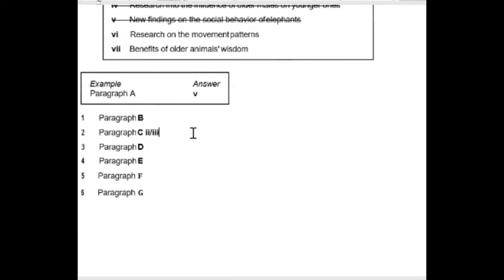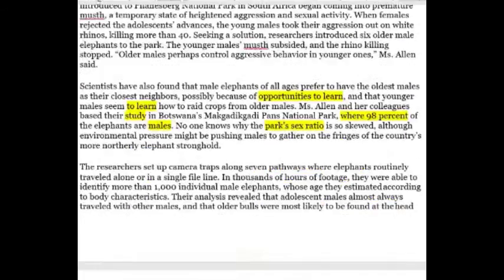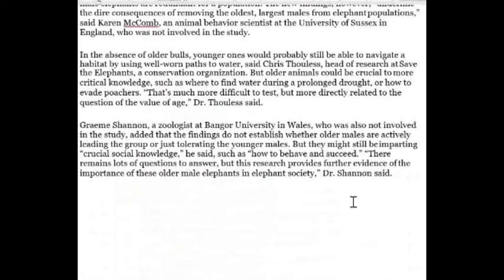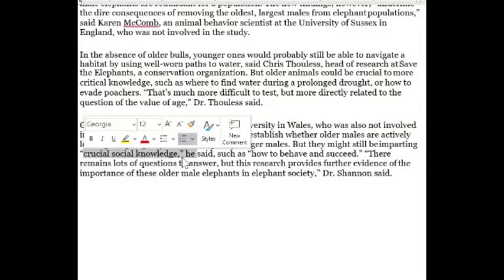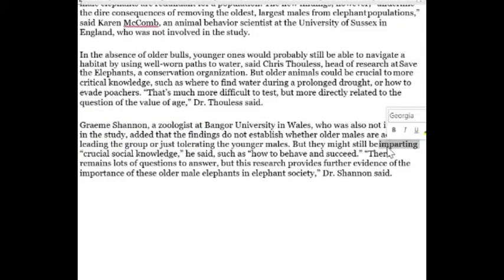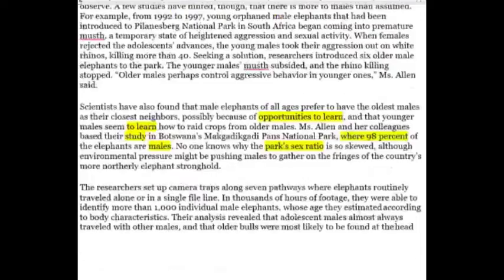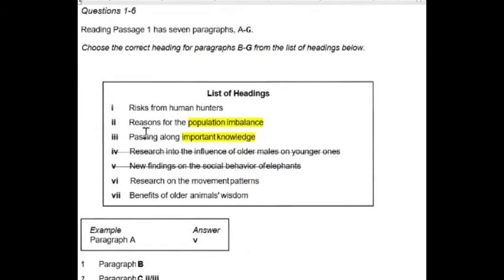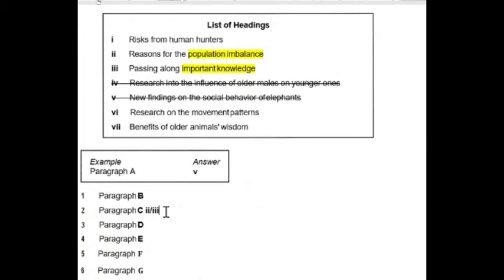And at some point, I'll hopefully be able to eliminate one of those two choices and get the most accurate pick. And in fact, as I have gone through, when I get to paragraph G, I see that there's a lot of good information here for crucial social knowledge and imparting, leading the group. So this paragraph here is actually a much better match for that third choice. And so that leaves me with option number 2 as the best heading for paragraph C.